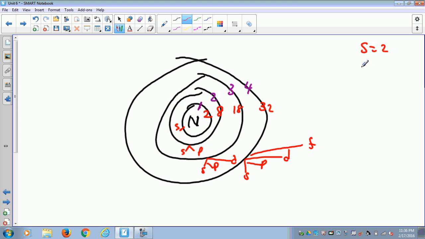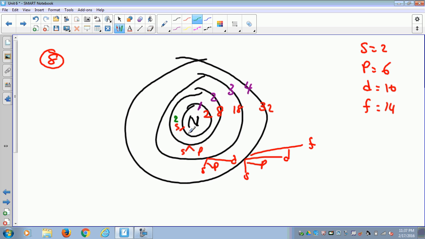S can take 2, P can take 6, D can take 10, and F can take 14 electrons. So let's say I have 8 electrons in my hand and I want to distribute them. I start with energy level 1, which has sublevel S, and I put 2 electrons in that sublevel.